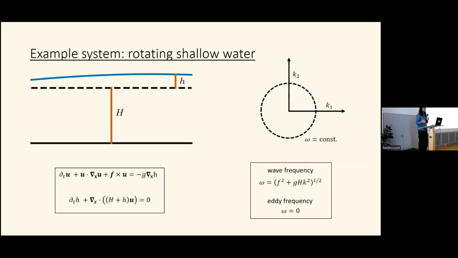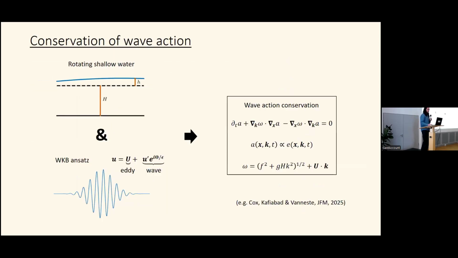And in a linear system, at least, the eddy frequency is 0, so we have these slow eddies and these quick waves propagating on top. So ideally, we'd like to somehow describe how the wave energy is evolving in the nonlinear system. And to do that, we do a WKB ansatz. So what this means is that we split our flow velocity into an eddy component, big U, and then a wave component. So there is a wave amplitude U prime, and this evolves on the same scales as the flow in time and space. And then you have this quick phase e to the i theta, right?